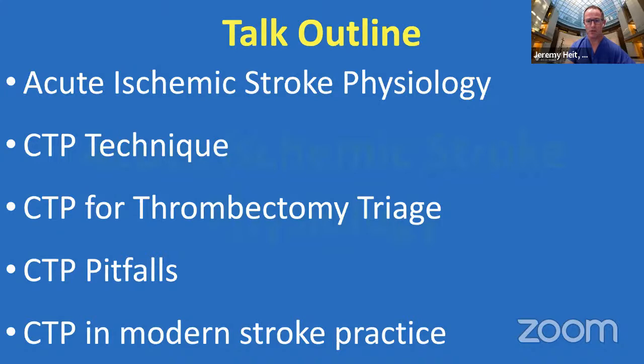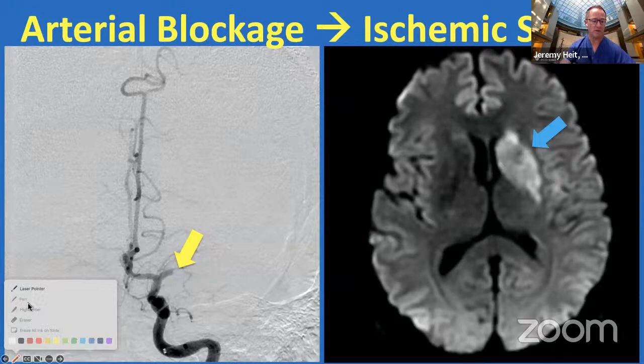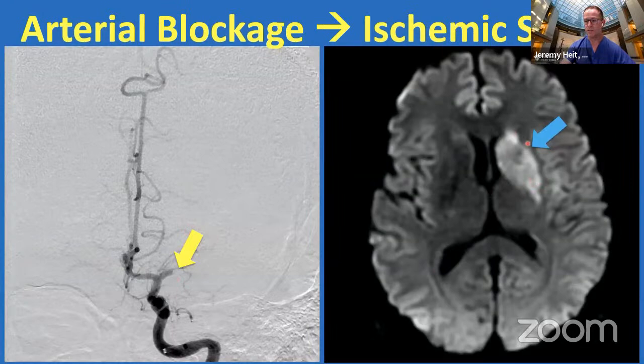So most of the folks here know this, but an ischemic stroke occurs when you disrupt blood flow to the brain, and that's usually in a cervical or a cerebral artery. We can see here's a patient who has blockage of the first part of the middle cerebral artery on the left, which is shown with this yellow arrow, and that has caused this stroke that we see on the MRI in blue here in the patient's basal ganglia.